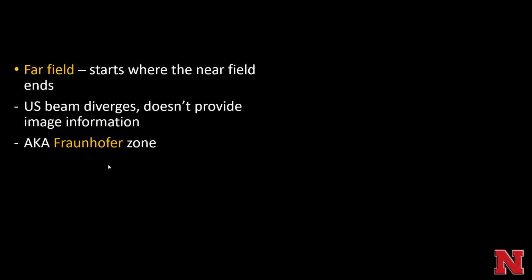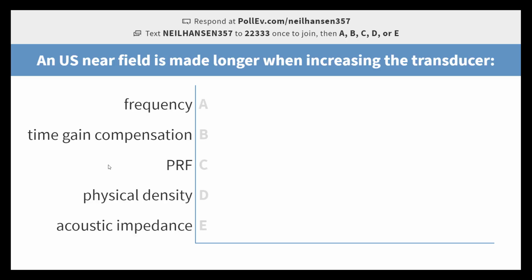The far field obviously starts where the near field ends. That's where the ultrasound beam diverges. It doesn't provide any information at all. It's known as the Fraunhofer zone.